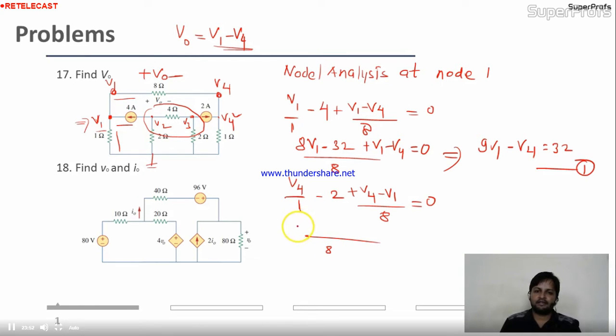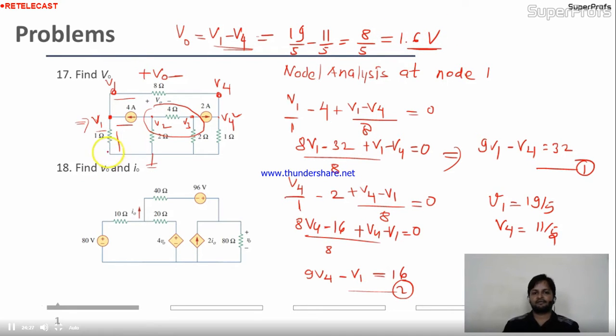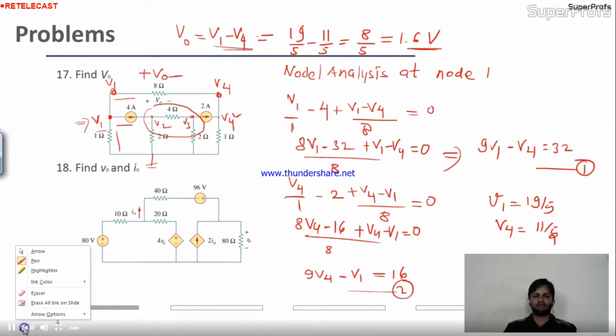Again you take the LCM. It will be 8V4 minus 16 plus V4 minus V1 equal to 0. Finally you get 9V4 minus V1 equal to 16, equation 2. When we solve these 2 equations, we get V1 equal to 19 by 5 and V4 equal to 11 by 5. Now our V naught is 19 by 5 minus 11 by 5, equal to 8 by 5, equal to 1.6 volt. This is our answer. This one is very clear. I hope this one is also clear to you.